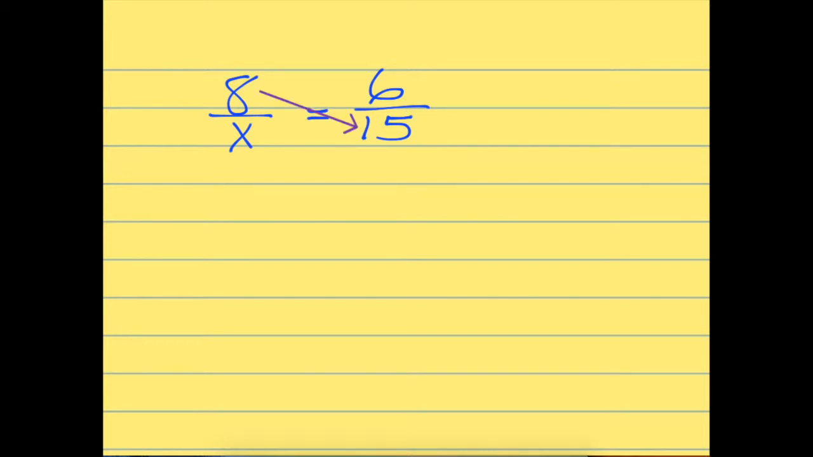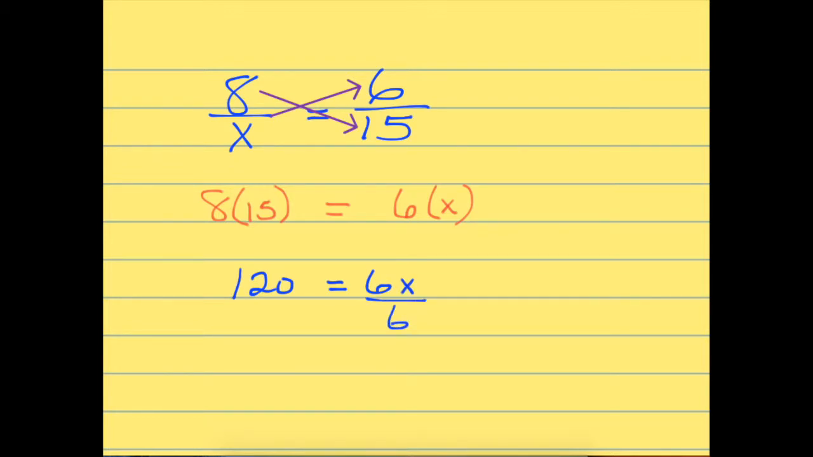And it's very, very simple. You just multiply in a cross formation. So we would do 8 times 15 and 6 times x, and those two quantities have to be equal. So this is just a simple algebra problem that we learned how to solve earlier in the chapter. 8 times 15 is 120, and to solve for x we just divide both sides by 6.